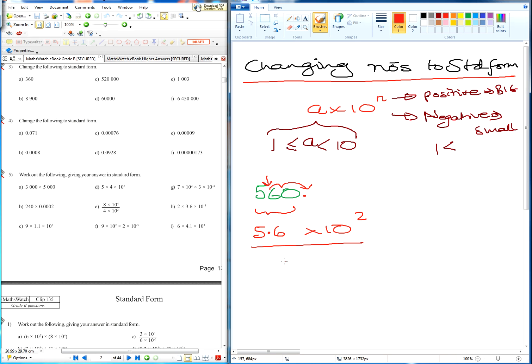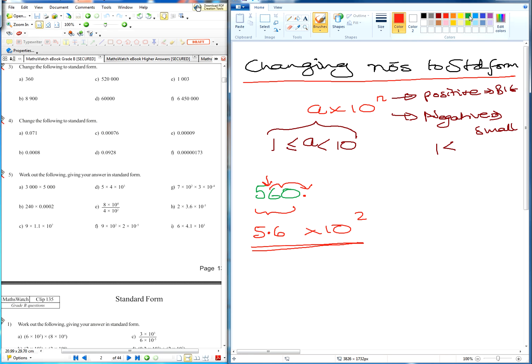How many jumps? 2. So 5.6 times 10 to the 2. It's very simple coding how we change the number. But isn't it minus 2 to get back? No. The decimal point is currently here. We have to put it there, and to get back to our original number, we have to go forward. So that's why it's positive.